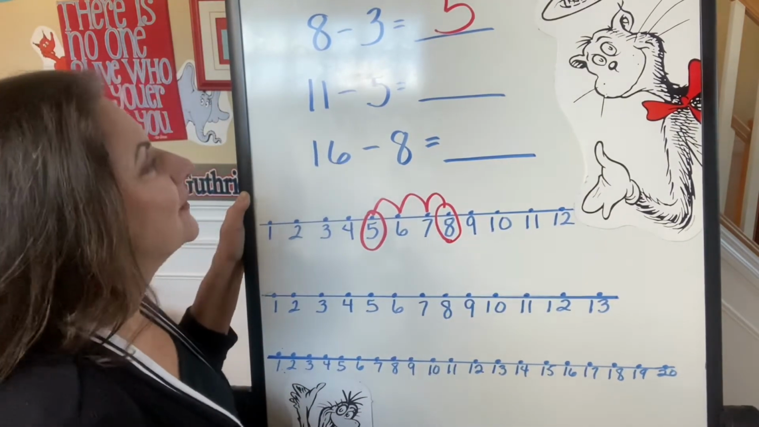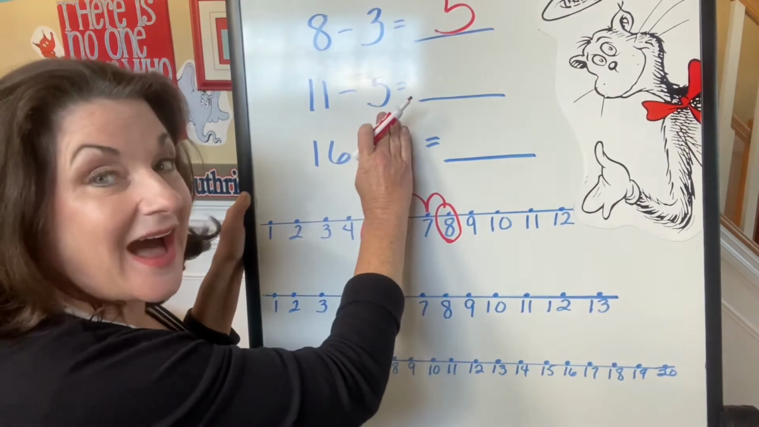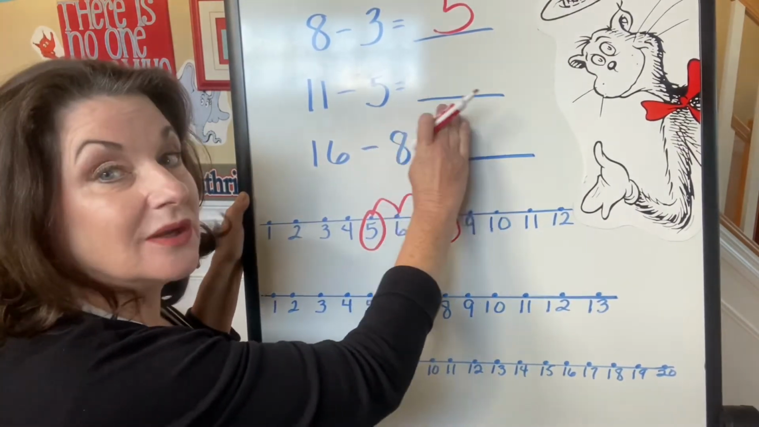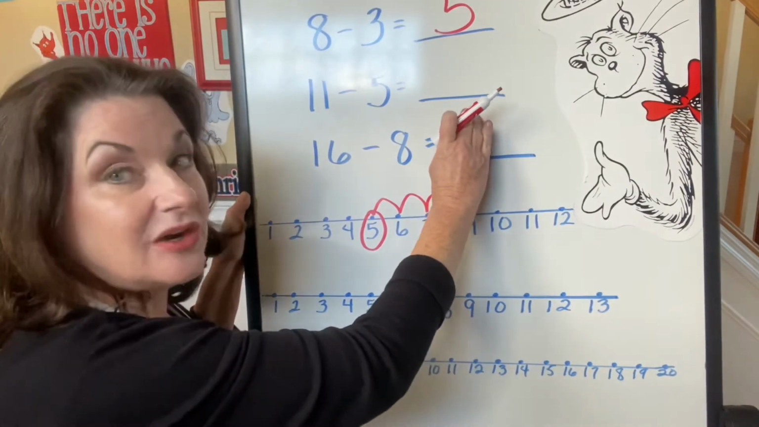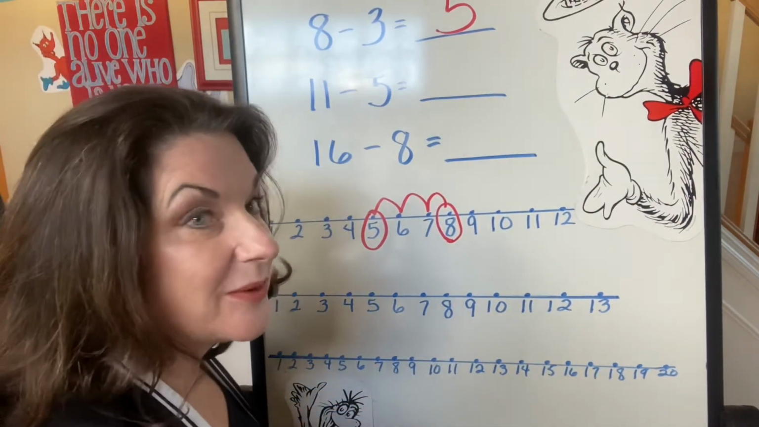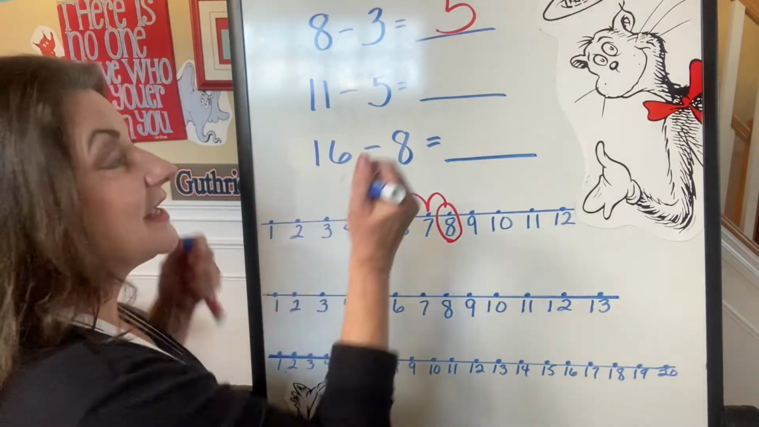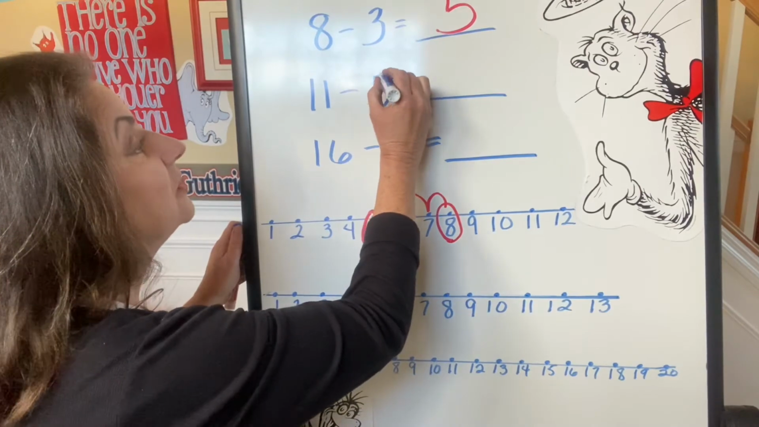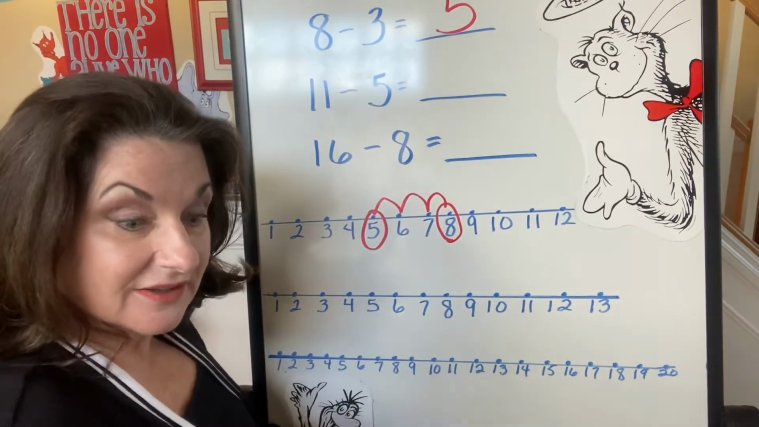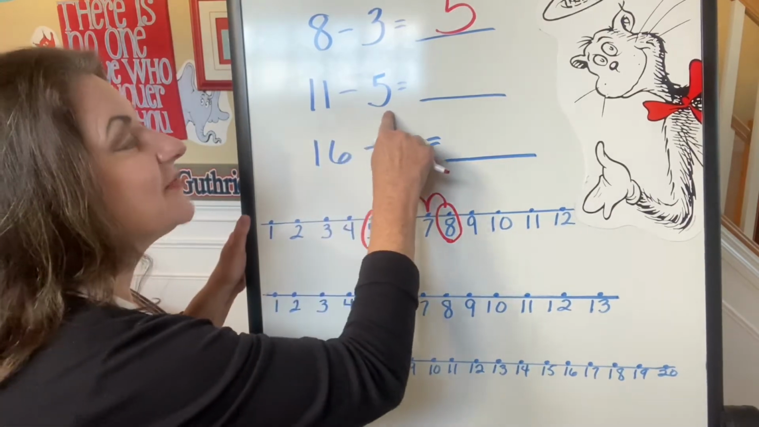Let's do the next one. 11 minus 5 equals blank. This is my unknown. We have to solve for the unknown, is the way we say it in math. That sounds fancy. They especially say that in algebra. But you guys do algebra now because we solve for the unknown. 11 minus 5 equals blank.